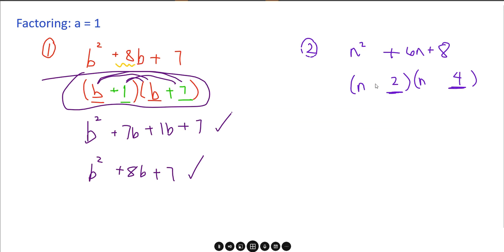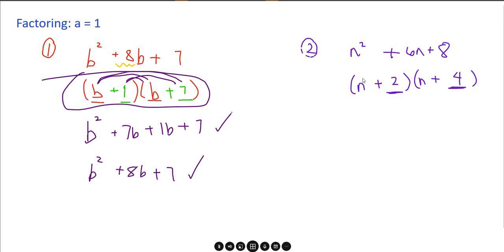And they do both need to be positive, right? Because I need to multiply to get a positive 8. Positive 2 times positive 4 is positive 8. And I need to add them together. Positive 2 plus positive 4 is positive 6. Okay? Let's check our work here real quick.